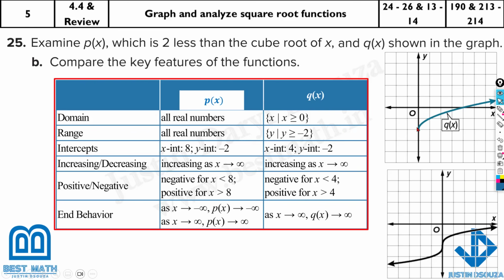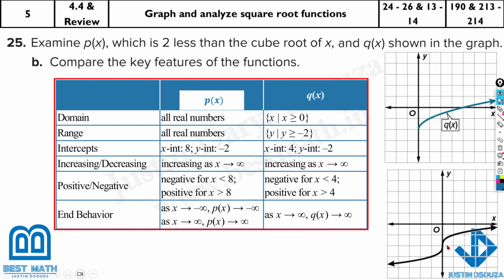We can't have all real numbers. It's always x greater than or equal to 0, because here you can see it's only on the positive, right side of the y-axis. So that means x is from 0 to infinity. What about the y? It's greater than or equal to minus 2. See, it's minus 2 and more. Therefore, this is the domain and range for the square root function.